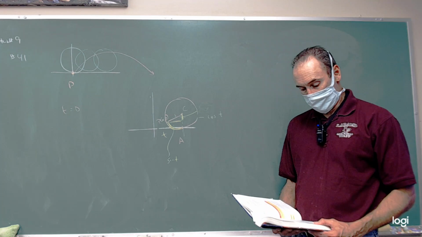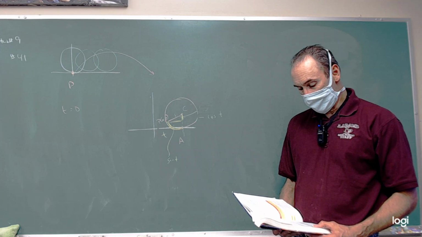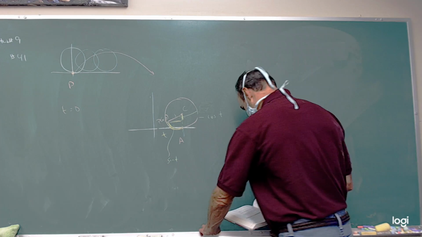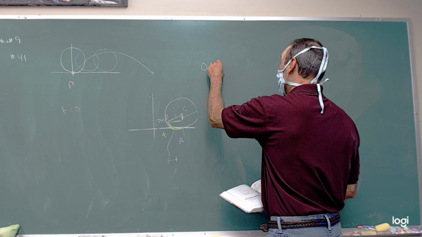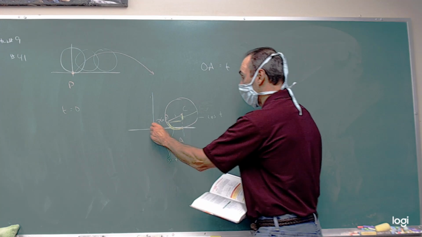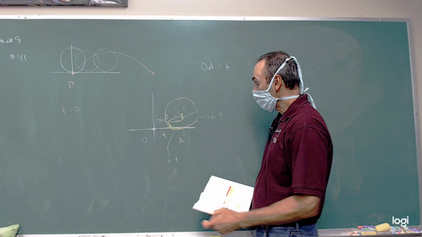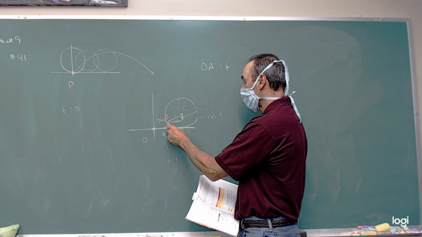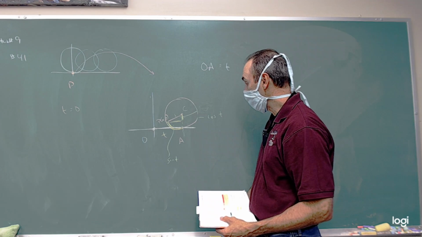And okay, so part A, refer to the diagram at right and above and explain why at time t that OA is equal to t. OA is equal to t. Where is O? O is over here. This is O. And so OA is this distance right here. And why is that equal to t?